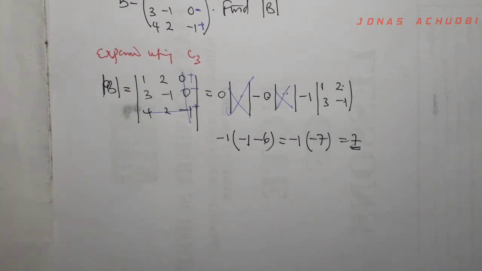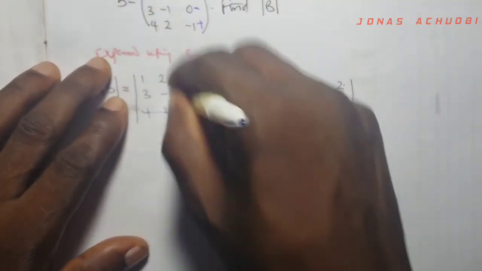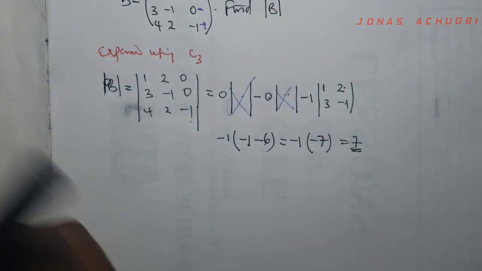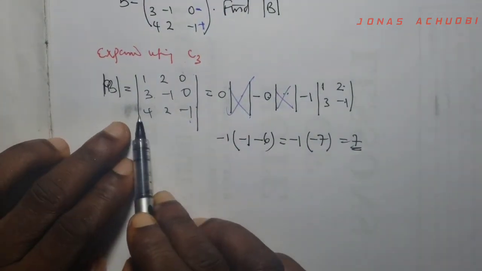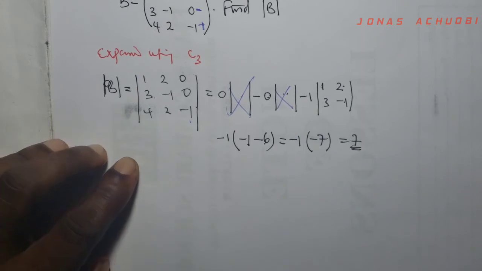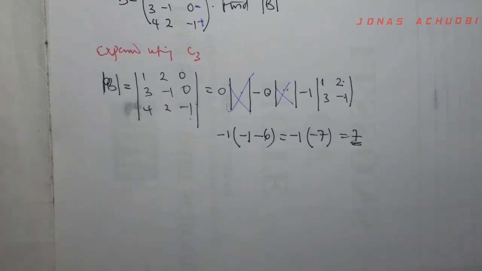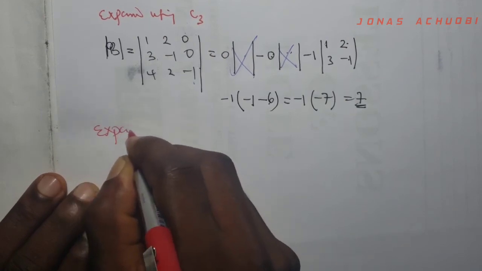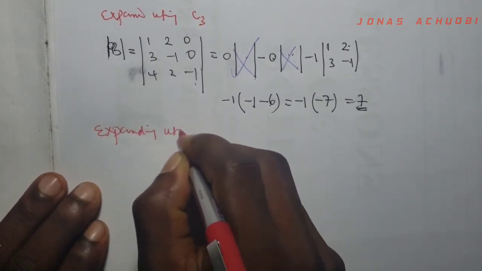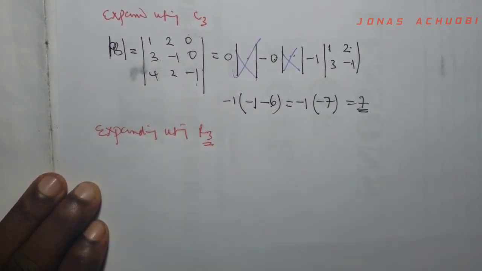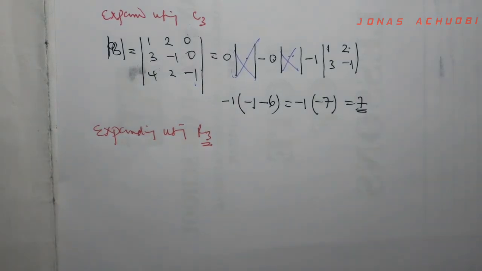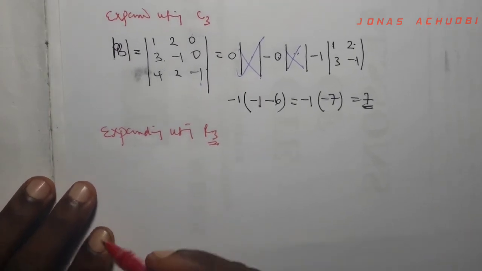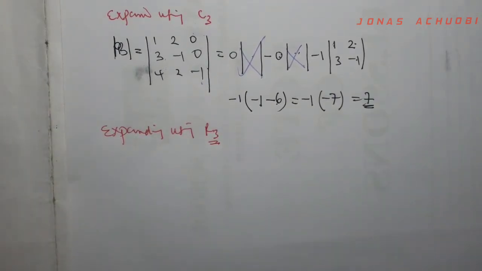Now let us see what we'll get if we try to use another column or row entirely. Now let's see. Look at row 3. Now row 3 has no zeros. Okay, so let's use row 3 to expand. So we're going to expand now using row 3. So let's see if our determinant will be different. If it's different, then we're in trouble. Okay. Now row 3, let us fix our signs once again.